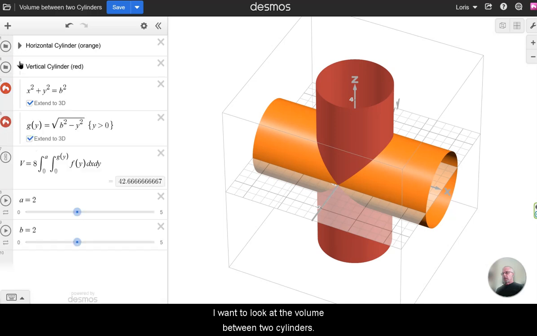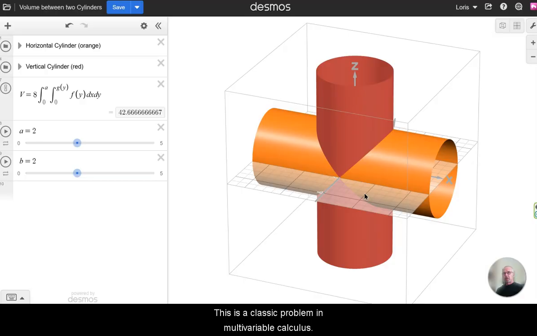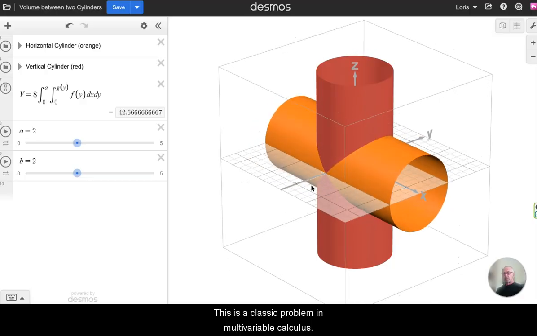I want to look at the volume between two cylinders. This is a classic problem in multivariable calculus. What I have here is, in orange, a horizontal cylinder and, in red, a vertical cylinder. The vertical cylinder is, of course, wrapped around the z-axis, and the orange cylinder is wrapped around the x-axis.